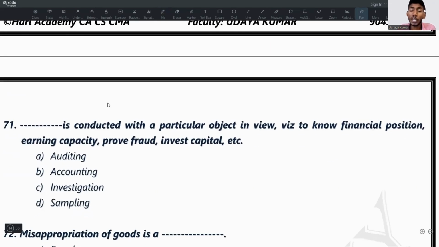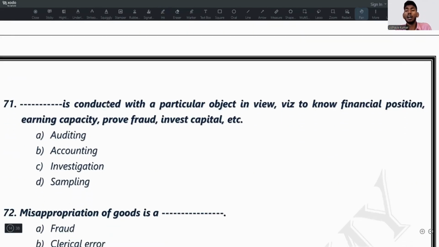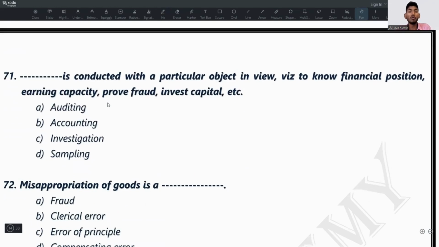So, question number 71: dash is conducted with a particular object in view, to know financial position, earning capacity, proof of fraud, invested capital, etc. Which process is it? Investigation, not auditing. The term proof of fraud is more than sufficient to state the answer, because investigation is a detailed examination carried out with a specific purpose, such as determining the financial position, detecting fraud, or evaluating the company's earning capacity. It is more focused than a general audit or accounting process.